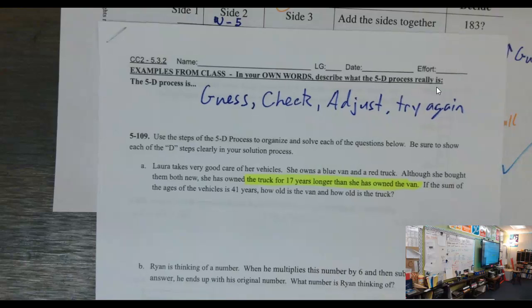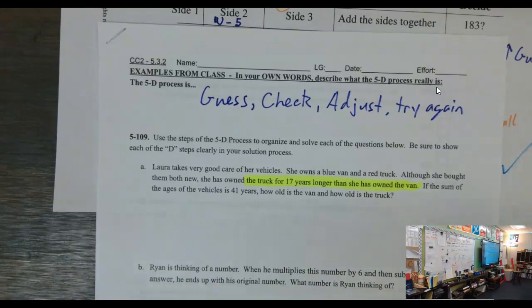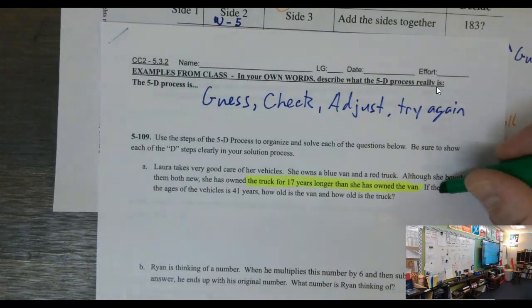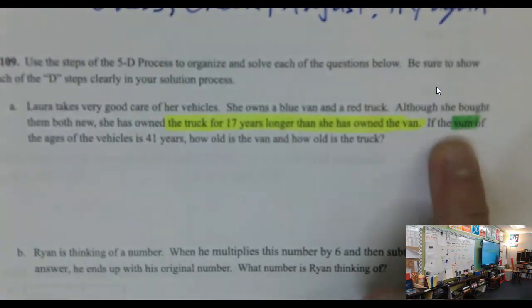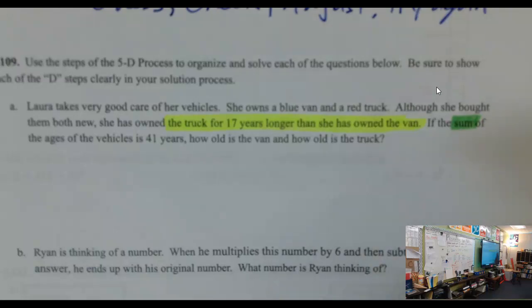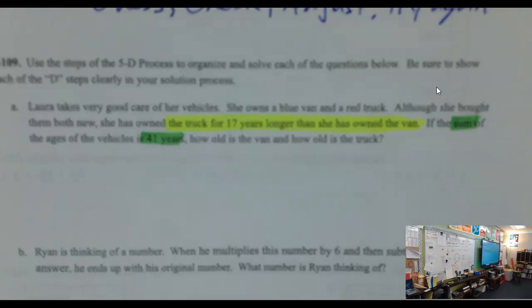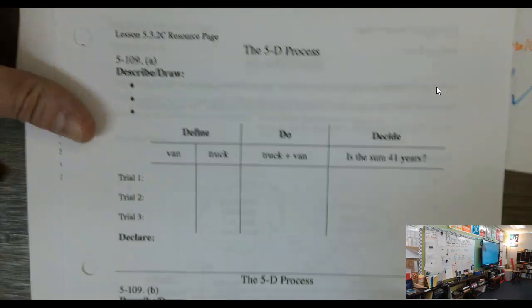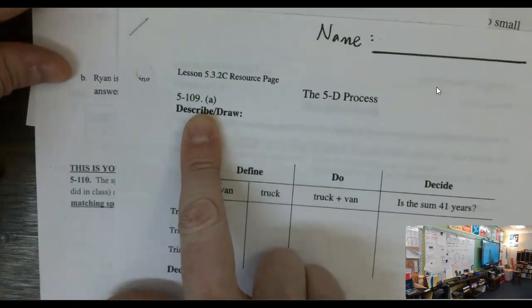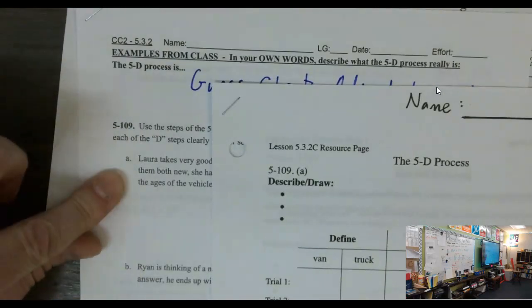All right, continue. If the sum of the ages of the vehicles is 41 years. Wait, what is sum? As we're reading, we should be thinking, what does sum mean? Addition, right? So sum is 41. Okay, continue. The sum is 41 years. How old is the van and how old is the truck? So I got a setup for you. Right? So this is going with 109A.